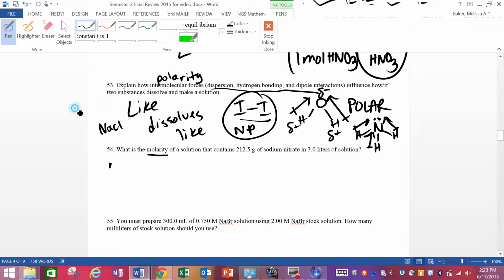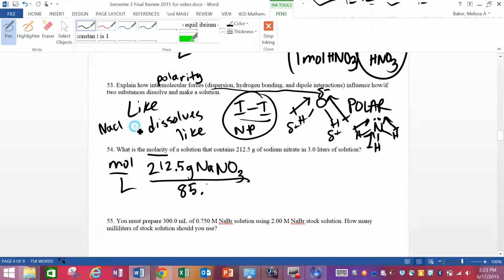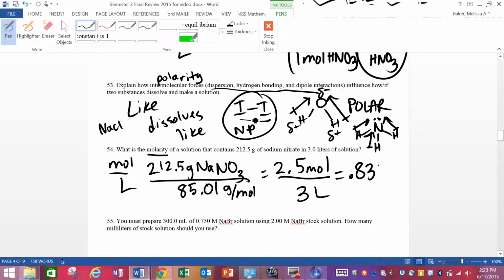All right, 54, switching gears. Calculate the molarity. So we need to know moles per liter of this particular solution. It says we dumped 212.5 grams of NaNO3 into 3 liters. So first we need to divide by NaNO3's molar mass, which is 85.01. We put 2.5 moles of it into 3 liters. Moles per liter will tell us the molarity. This comes out to be 0.83 molar sodium nitrate.